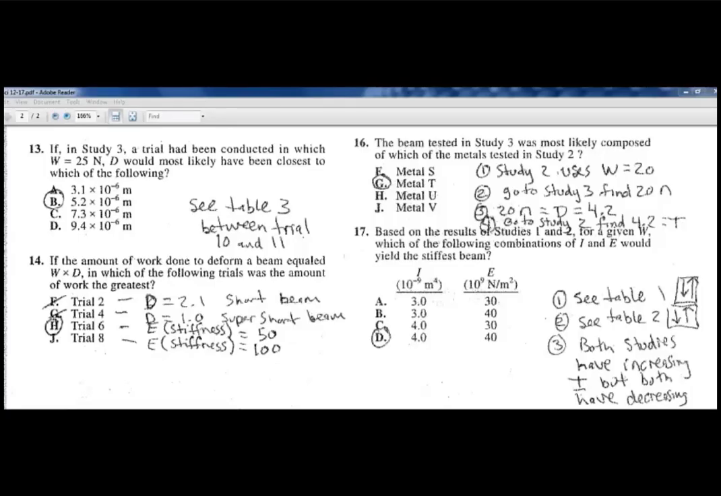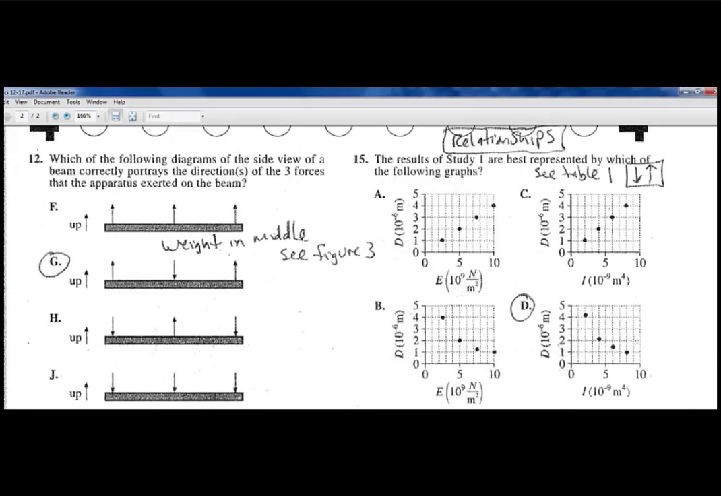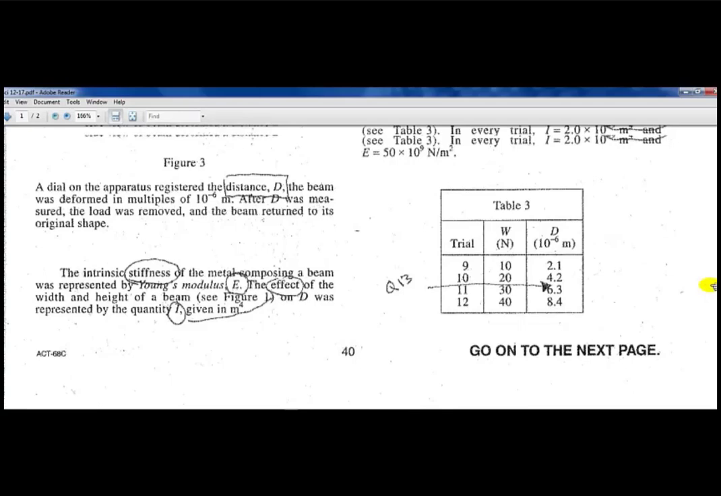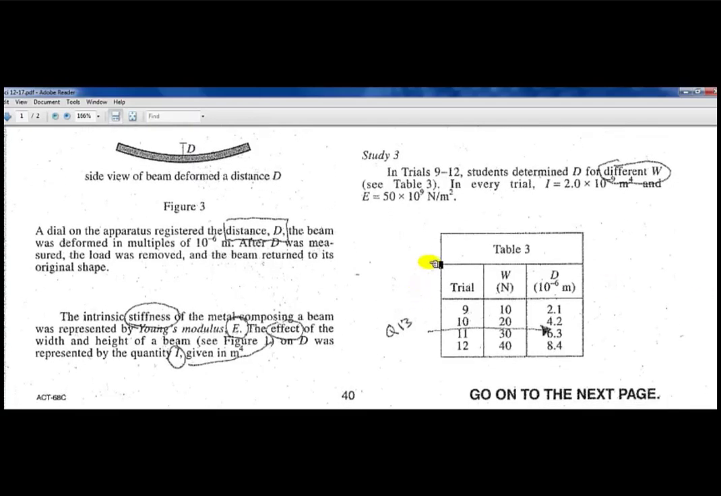Test 68C, Science, Practice Problem number 13. Number 13 reads, if in study 3 a trial had been conducted in which W equals 25 newtons, the D would most likely have been closest to which of the following? First thing we need to do is go into study 3 and take the new value for W at 25. Let's go back up and take a look at study 3. When you look at study 3, we are going to be in table 3. Here's study 3, table 3.